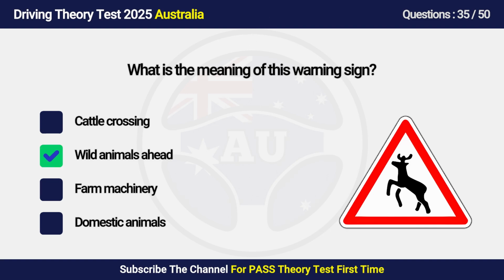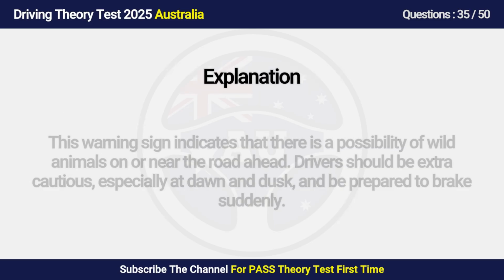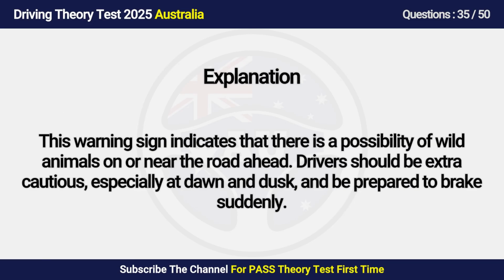Answers is B. Wild animals ahead. This warning sign indicates that there is a possibility of wild animals on or near the road ahead. Drivers should be extra cautious, especially at dawn and dusk, and be prepared to brake suddenly.